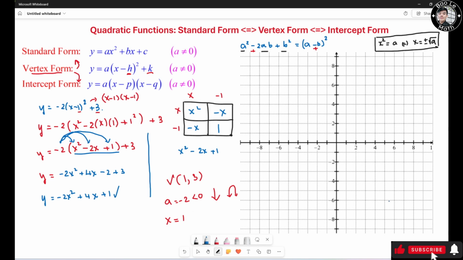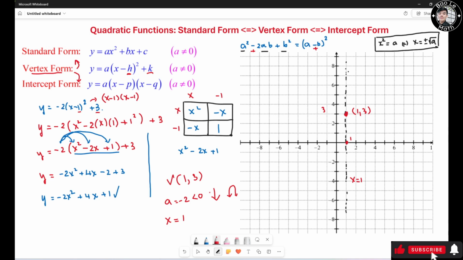Alright, so I have the vertex. I need to start at the vertex 1, 3. So s equal to 1, y equal to 3. It's going to be right here. Alright, so from here I need to sketch the axis of symmetry. And you know that every single point on the parabola is always symmetric about the axis of symmetry. So this is the axis of symmetry s equal to 1. Now this is the vertex 1, 3, right?